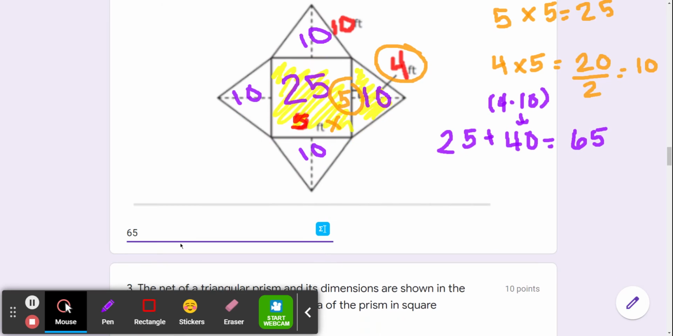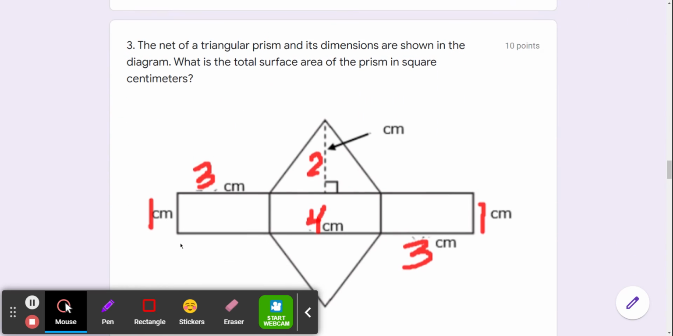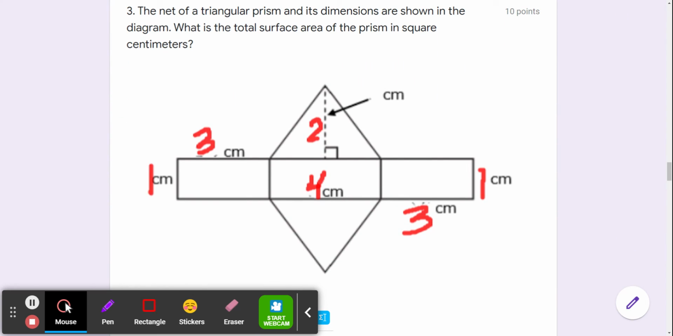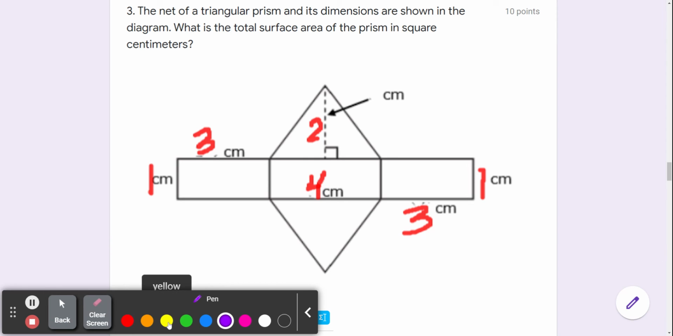All right, let's try another one. This one has more pieces. The net of a triangular prism and its dimensions are shown in the diagram. What is the total surface area of the prism in square centimeters? Like I said, it has more pieces, but we just have to go piece by piece and figure out the area of each piece.